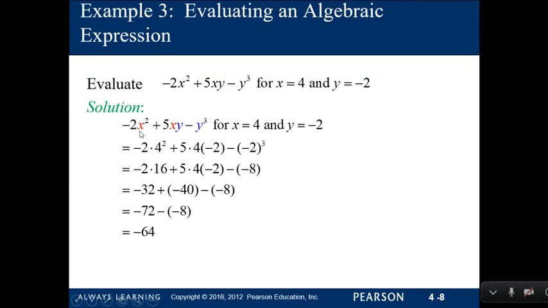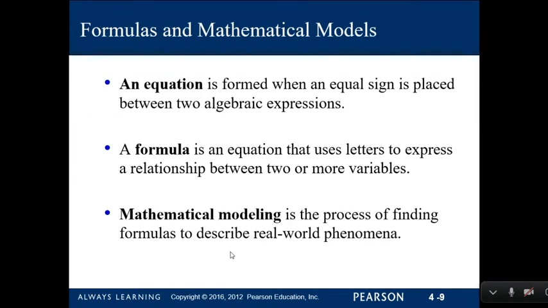But notice they put in 4 for x wherever there was an x, and they put in -2 where there was a y, and then they did the order of operations. Okay? So that's what we're talking about when we're talking about evaluating an algebraic expression. Substituting in for the variables they give you numbers for, and then using your order of operations to get through it. Okay?